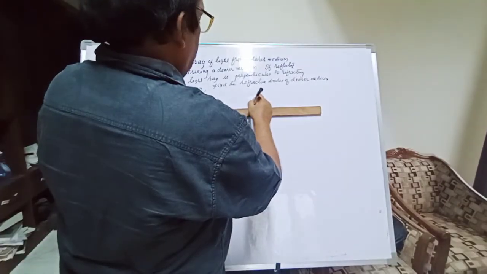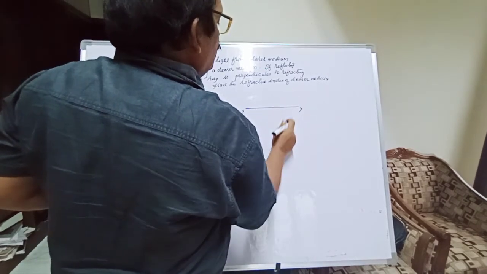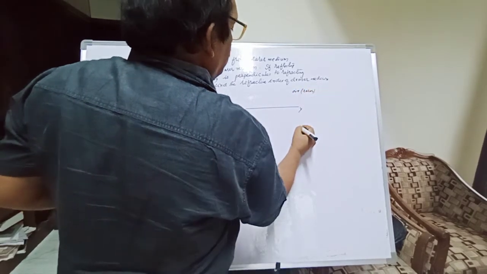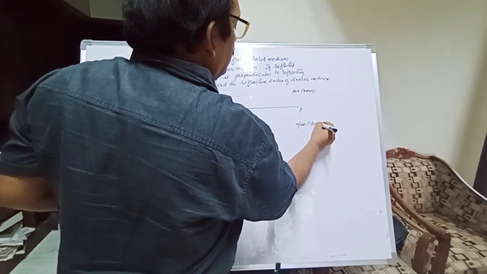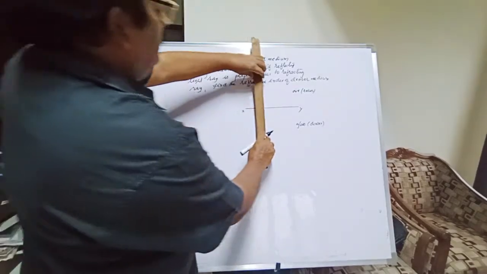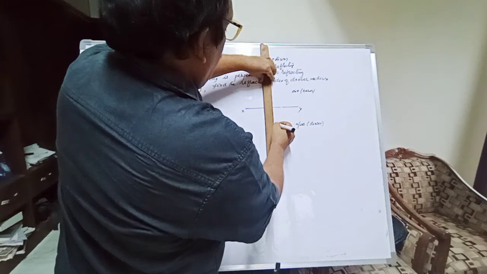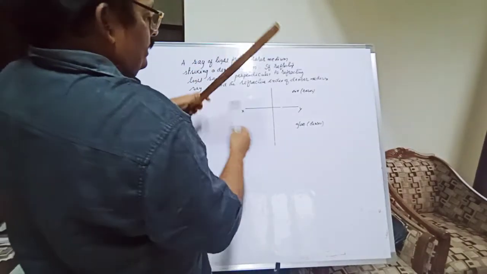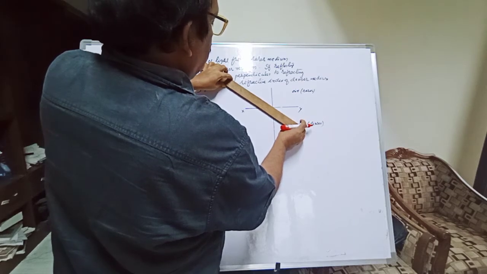See here, this is the boundary XY. This separates two different media. One is air, the rarer medium. This is glass, the denser medium. This is a normal. A ray of light is now incident on this boundary. It's incident like this.